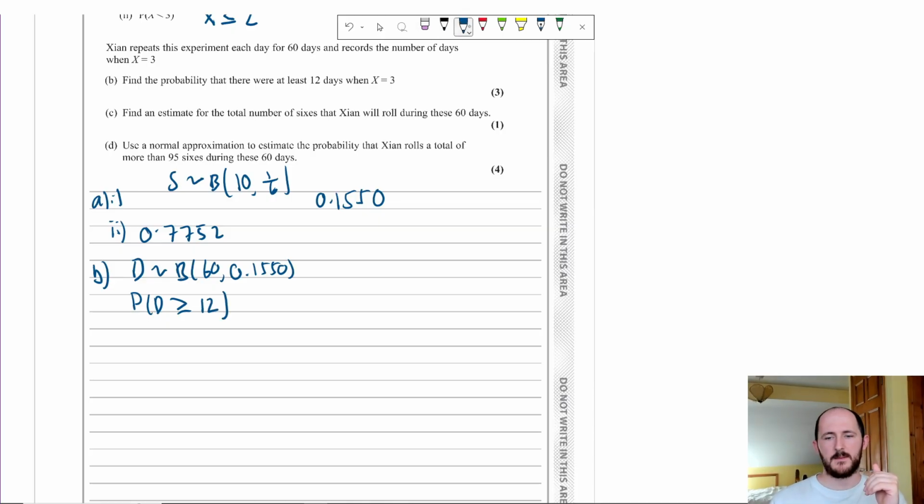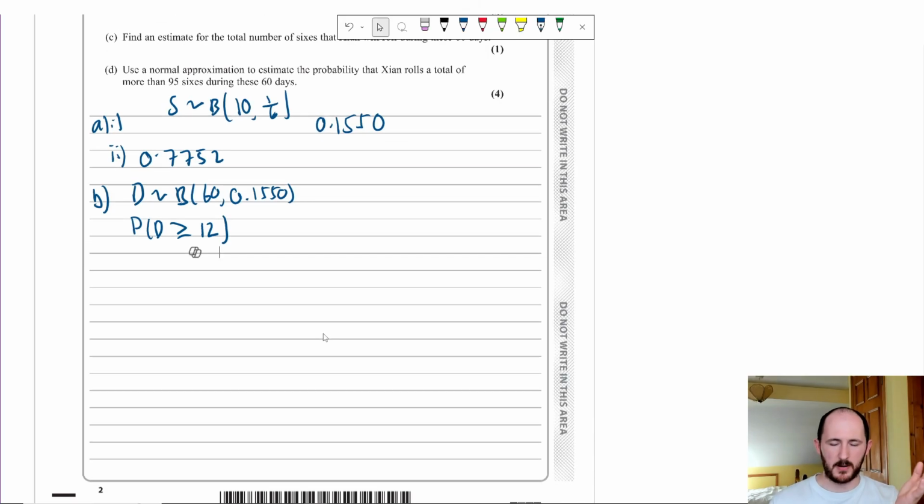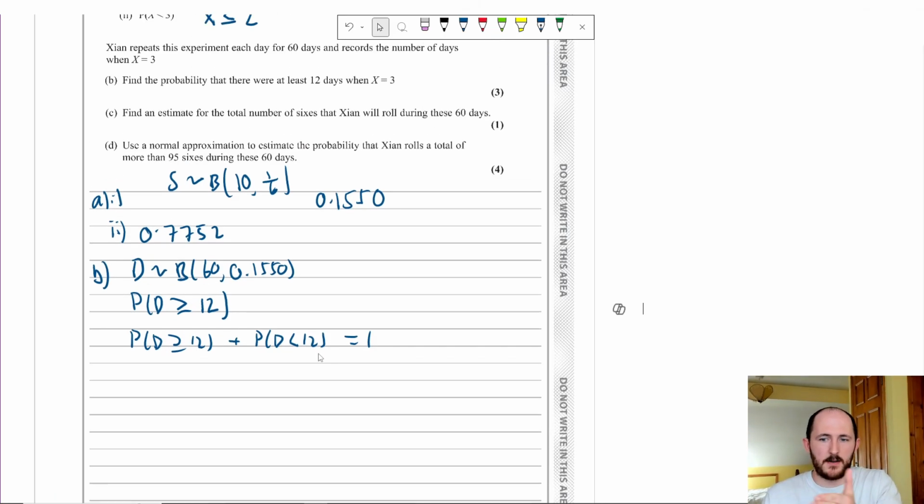So instead, I like to use a number line to visualise this a little bit. What we want to do is, put it this way, the probability of getting more than or equal to 12 plus the probability of getting less than 12 should equal 1, right? Because if you think about it, either you roll a 6 on 12 or more days or on less than 12 days. That's the only options, right? Because this covers all the way from 0 days all the way up to 60 days getting a 6.